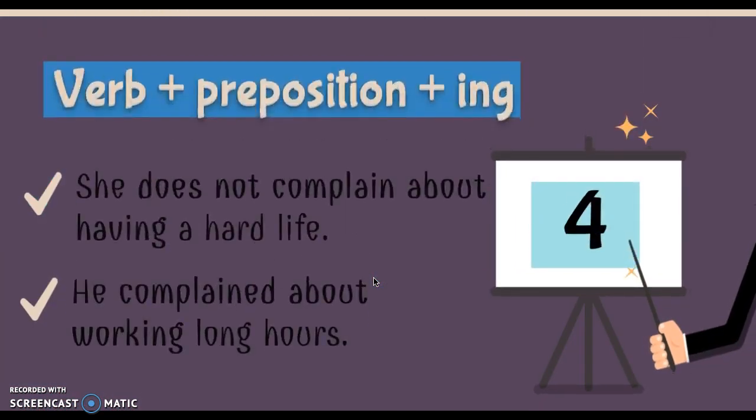Okay, number 4, we have verb plus preposition plus ing. And the example is, she does not complain about having a hard life. In these cases, the preposition is about, and about here too. The first verb is complain, and the other verb is with ing.